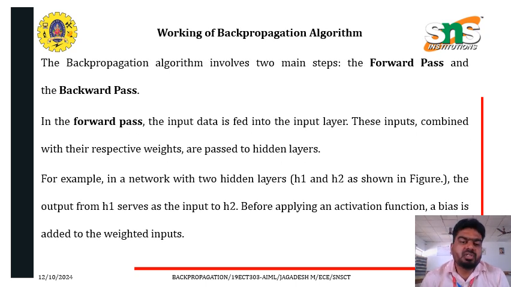The backpropagation algorithm involves two main steps, the forward pass and the backward pass. In the forward pass, the input data is fed into the input layer. These inputs, combined with their respective weights, are passed to the hidden layers. For example, in a network with two hidden layers, H1 and H2, shown in the figure, the output from H1 serves as an input to H2. Before applying an activation function, a bias is added to the weighted input.